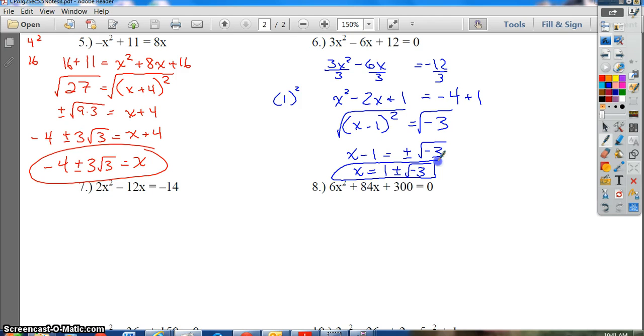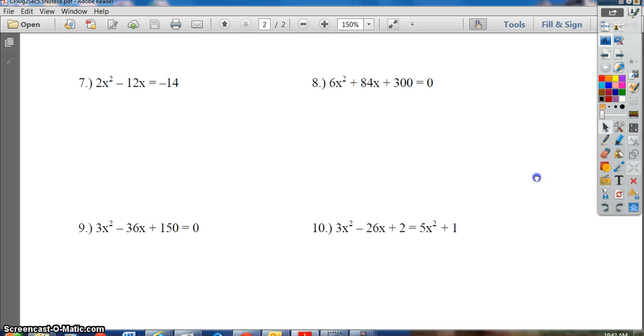Again, this is where I want you to stop. You don't know how to break down a negative number. We're not into imaginary numbers yet, so this is not a real solution again, which is fine. Just leave it as that: 1 plus or minus the square root of negative. Okay, 7 and 8.